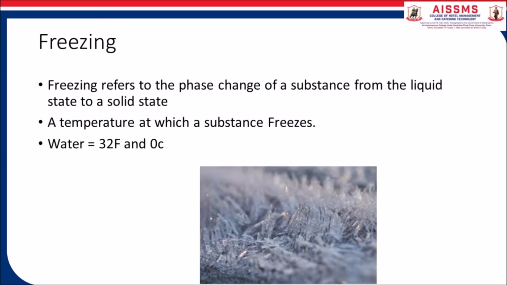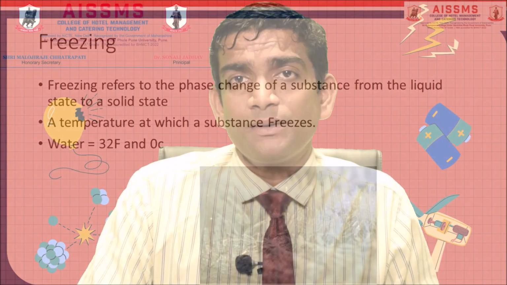The next one is freezing. Freezing refers to the phase change of a substance from the liquid state to the solid state. This is a phase change phenomenon, which means that a substance is transformed from one state of matter to another. Different substances freeze at different temperatures because the molecules that make them up are different. So when they move closer, they attract each other in different manners.